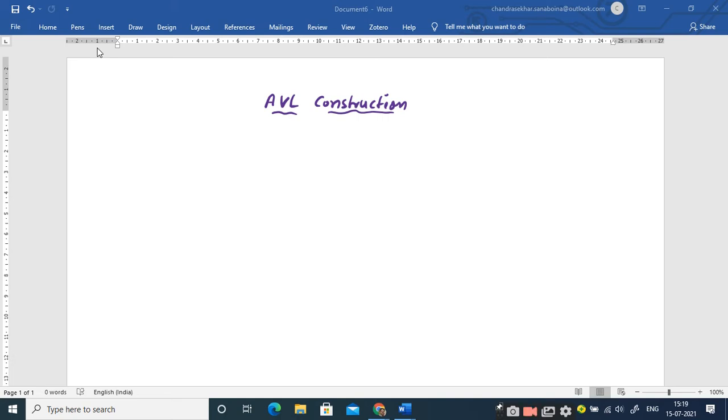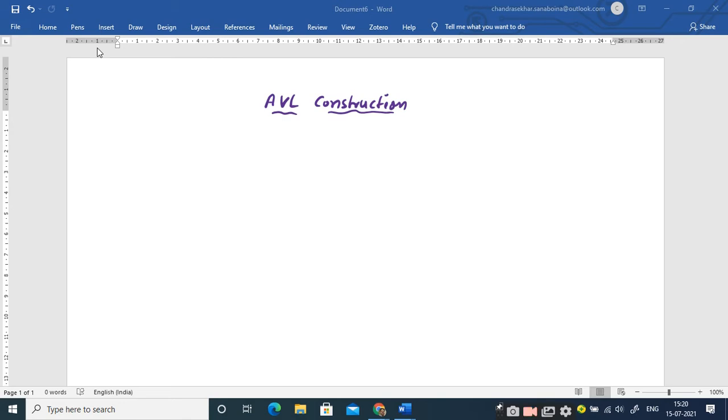In this session, we are going to discuss the construction of AVL tree. So, the question pattern will be like this. You will be given a list of elements and you will be asked to construct an AVL tree. So, for construction of AVL tree, as I told, the AVL tree is a height balanced binary search tree. The construction of AVL tree remains the same as the construction of the BST only.